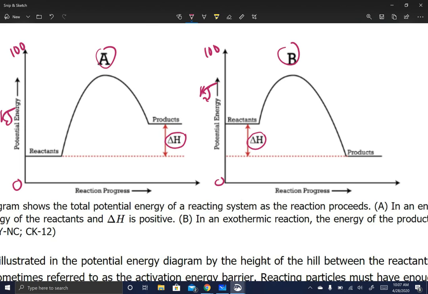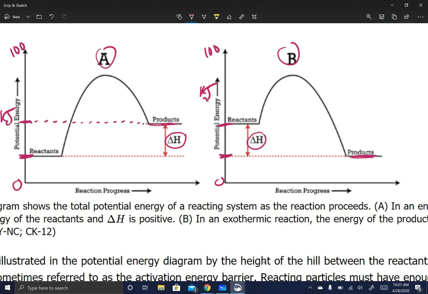As we start here, or we start here, the reaction progresses, and then we end here. Reaction progresses, and we end here. So they draw these dotted lines for us, which makes it nice. The difference in where we start and where we end, I wish there was a dotted line here. The difference between these two lines, that's the delta H. And what is that? That's the amount of energy either lost or gained.